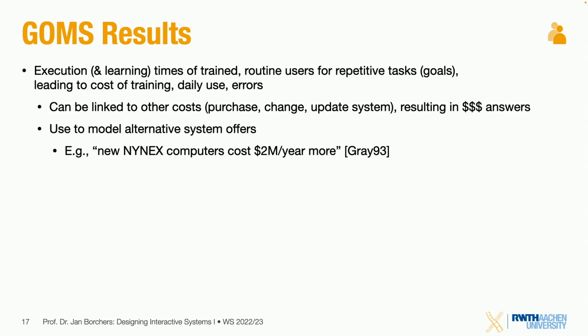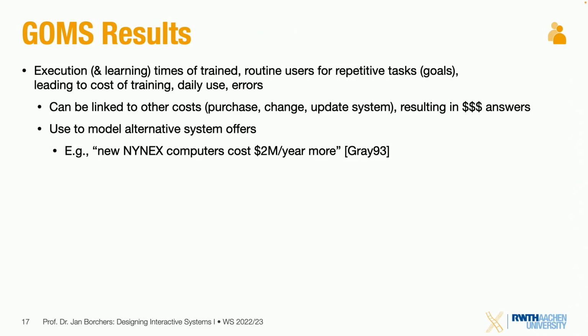If you do go to the natural GOMS language model and you also have beginners in there and learning times and so on, then you can also estimate training costs. But the most basic thing of GOMS is the daily use. Certain versions of GOMS also let you reason about errors and how likely it is that people make errors, but we're not going to touch that. The nice thing about this is that we can link this to other costs, like, for example, the cost of buying a new system, the cost of changing a system, updating it, and so that gives you answers that are expressed in money units.